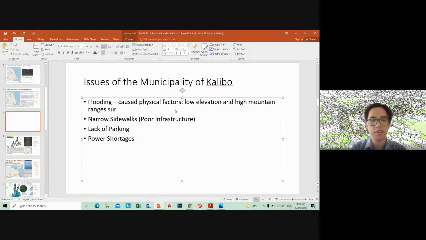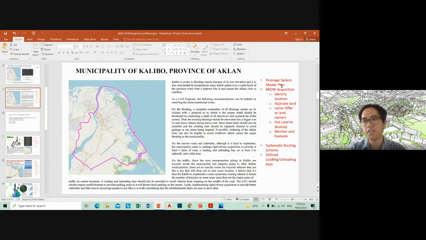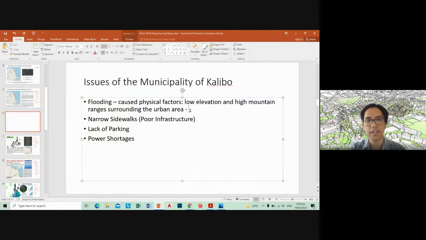Ranges surrounding the urban area. Of course, the solution to that, as stated over here, is a drainage system master plan. So just like identifying where the existing drainage systems are, then improving them, highlighting areas that need to be repaired, et cetera. Drainage system master plan. So I think that's a very good solution.